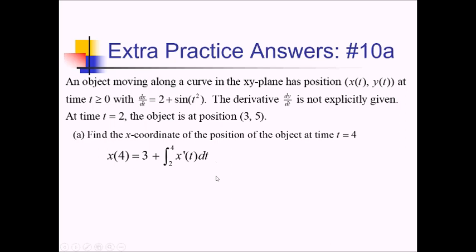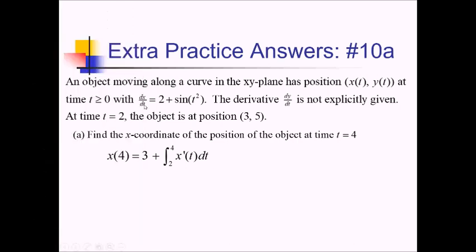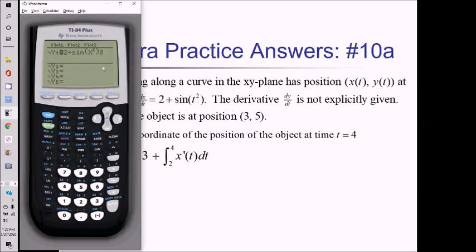So let me go ahead and do that on the calculator, since this is a calculator problem. Before I do anything else on here, though, I'm actually going to put my dx over dt function, 2 plus sine of t squared, in my y1 of the y equals. And I'm going to use an x instead of a t, but my calculator is okay with that.